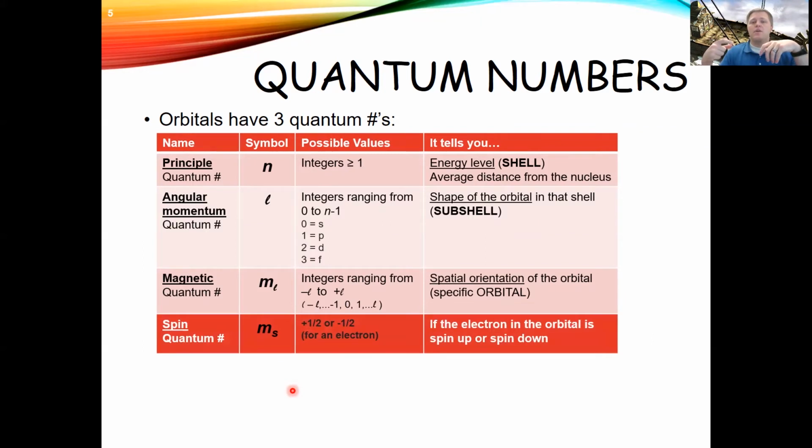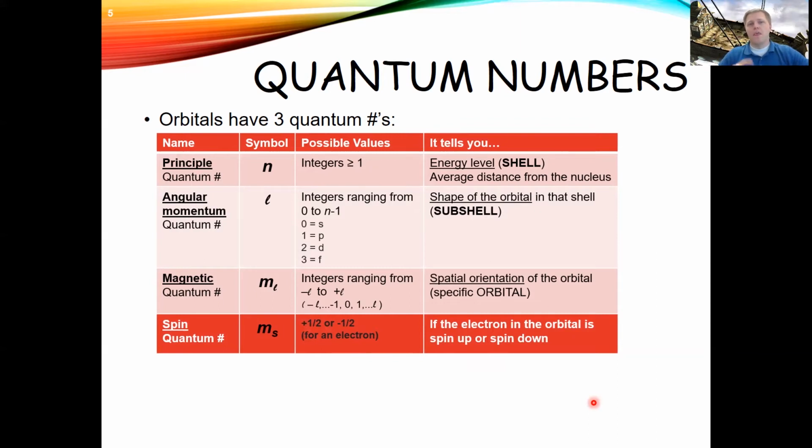So the L that we're talking about is referring to an L at a specific N level. The M sub L we're talking about is at a specific L, which is at a specific N. The M sub S is at a specific M sub L, which is at a specific L, which is at a specific N. All right, if that's confusing enough for you, we'll spend the rest of this lecture unraveling all of that and talking about it.